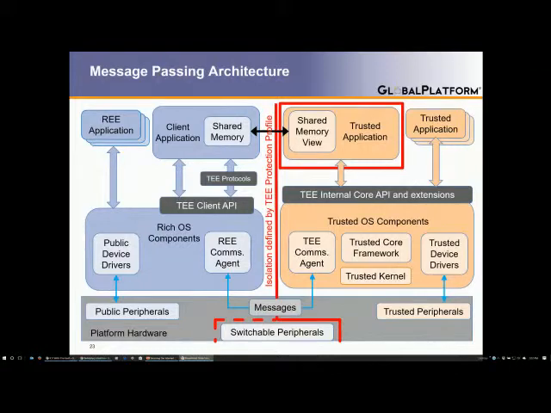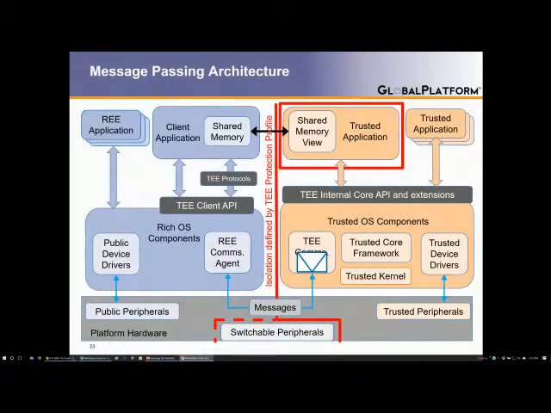In essence, a message will be generated by the client application. It sends it through TEE protocols to the client API. The client API communicates with the communications agent, which then goes through the messaging part of the hardware, and a switch is made. Remember that the processor itself switches from rich operations to trusted operations, and it does that hardware switch as that message is passed.